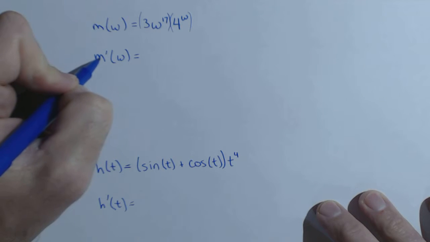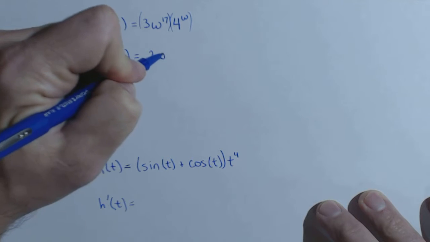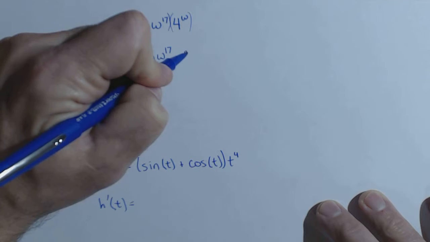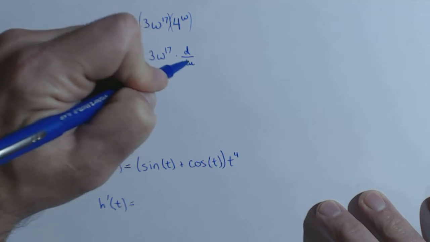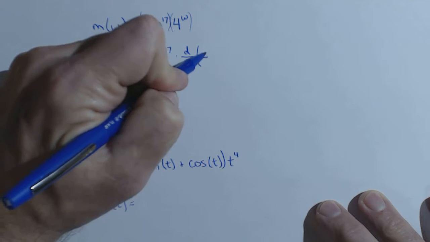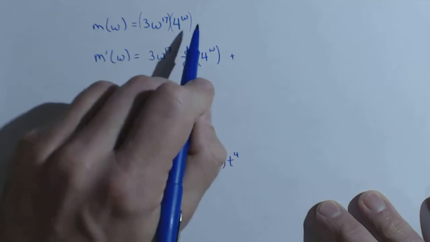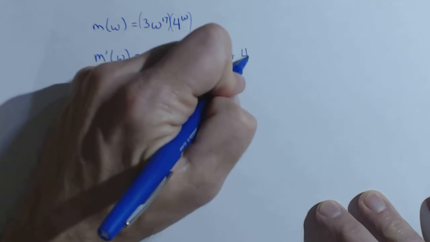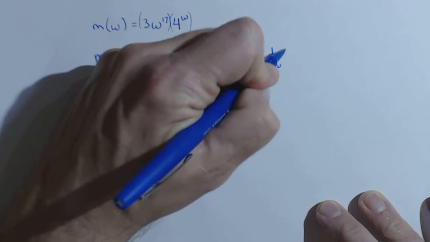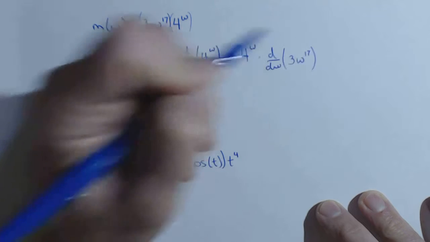Now, the product rule says you're going to hold one part constant, so perhaps I hold this constant first, 3w to the 17th, times, and I'm going to expand this a little bit. We won't always do this, but d dw, so the derivative with respect to w of 4 to the w. Now plus, now I'm going to hold the opposite part constant. So now I'm going to hold 4 to the w constant times, now I need to take the derivative with respect to w of 3w to the 17th.